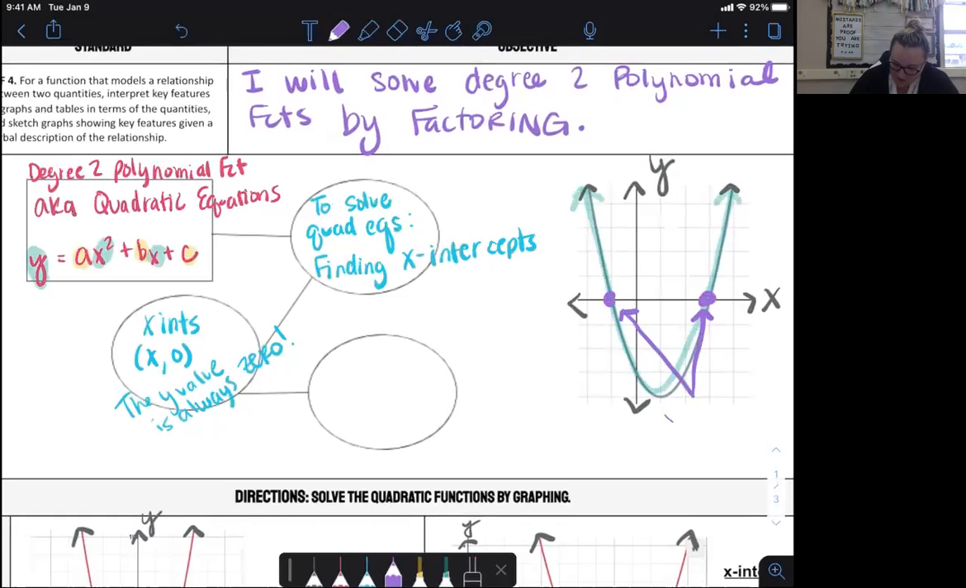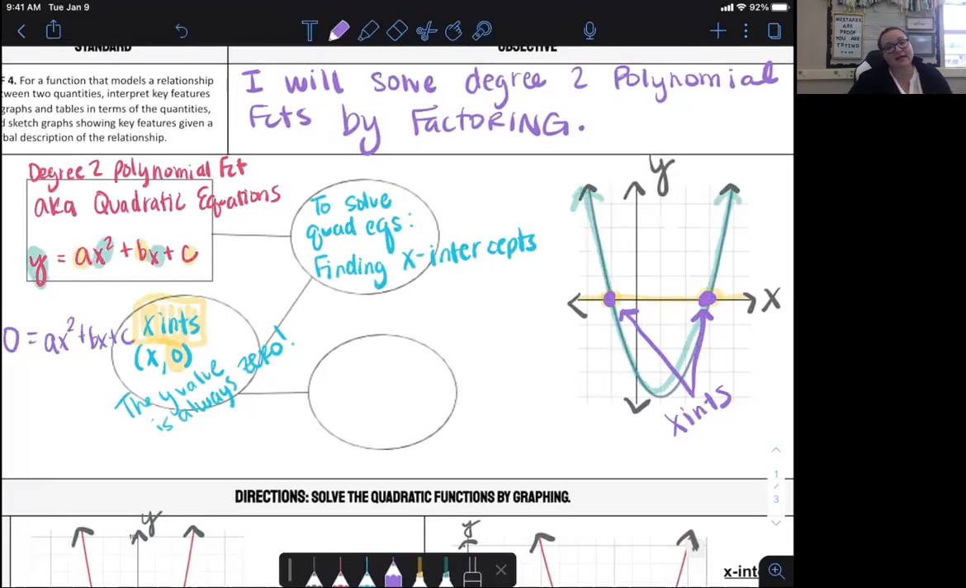And x-intercepts are the points where a parabola or a graph of any kind hits the x-axis. So here's my x-axis, and then here are the points where this parabola hits the x-axis. So when I talk about finding an x-intercept, I know my y value is always 0 whenever a graph crosses the x-axis. So what that means is whenever you solve a quadratic equation, you replace the y value with 0 and then solve for x. So you always plug 0 in for y and then solve for x.